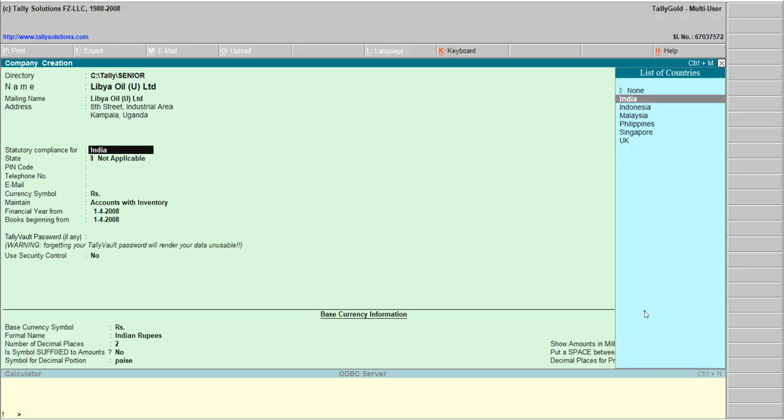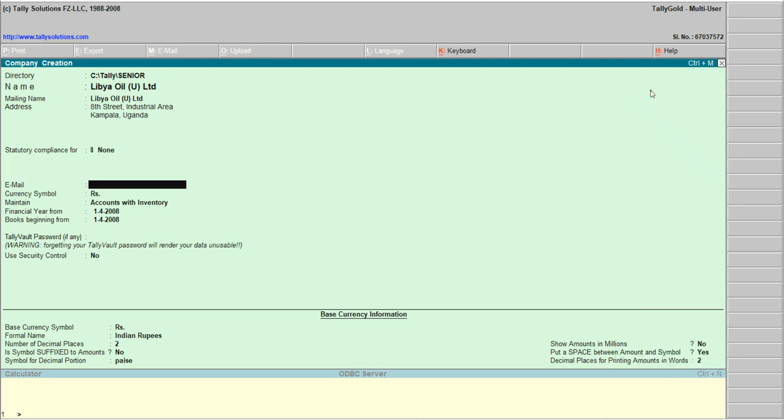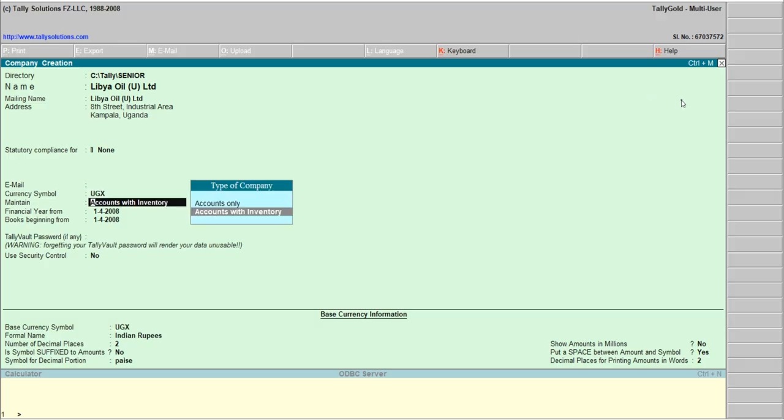Statutory compliance 4. On your right, you will see list of countries. We are going to select none. Email, you can skip the email because it's not given. Currency symbol, we put UGX. Maintain accounts with inventory. We are going to maintain accounts with inventory in this case. Then enter. Now, financial year from which date?